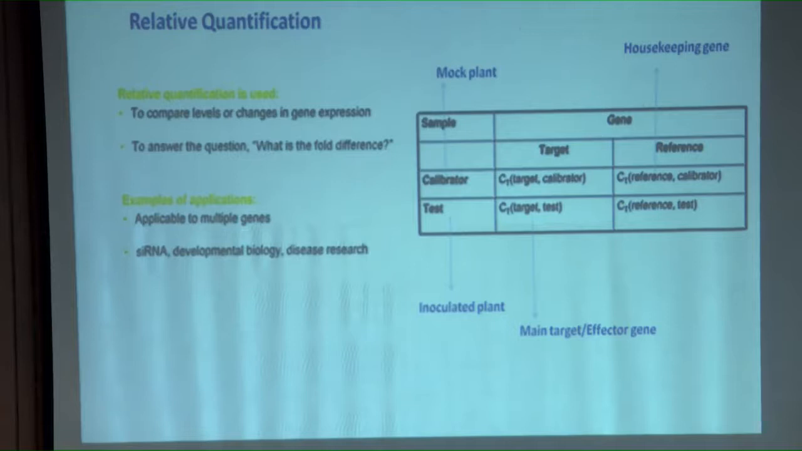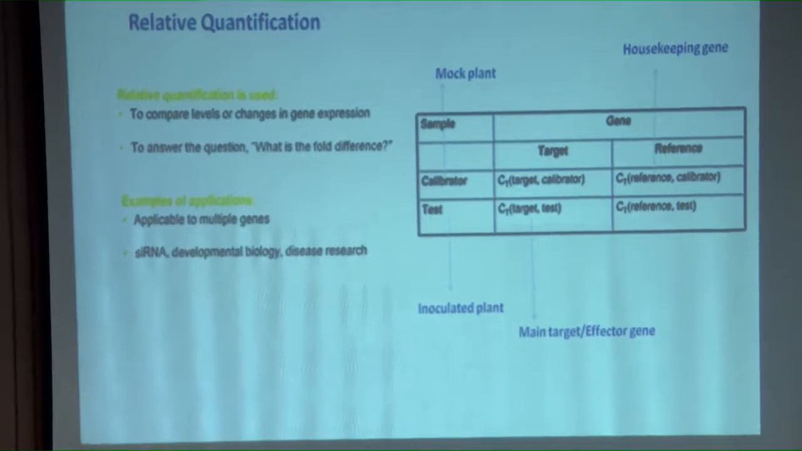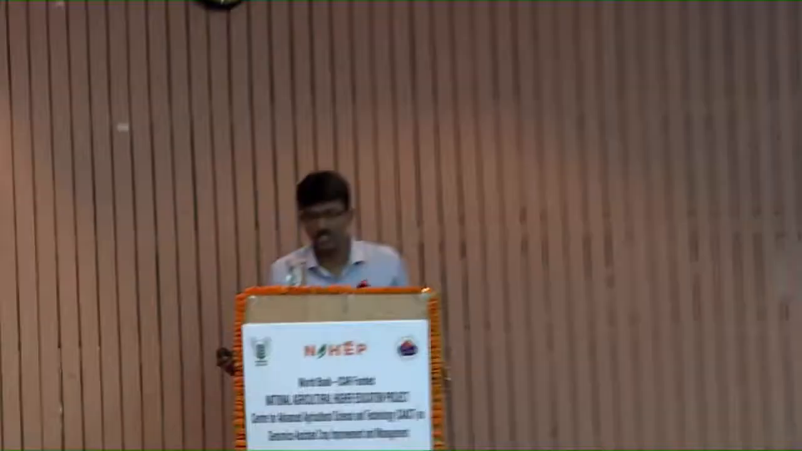Target is the gene which you took on board, through which you are trying to answer a biological question. That may be a gene which is responsive to insect attack or infestation, or which is responding to an insecticide experiment you are doing. And reference, which I already told you, is the one which is not affected at all under any conditions.